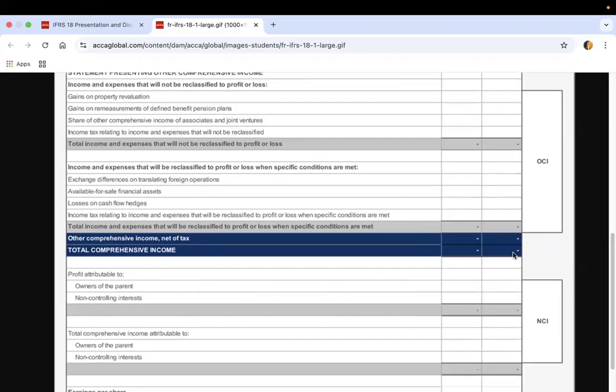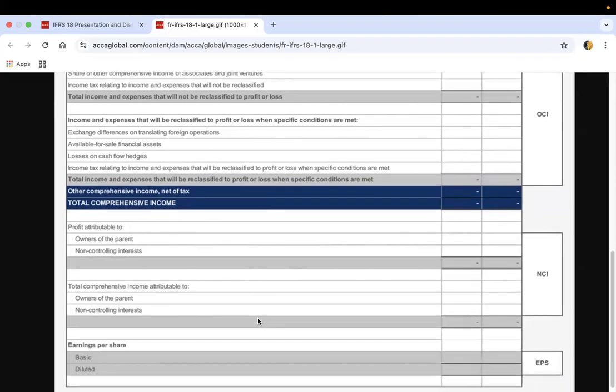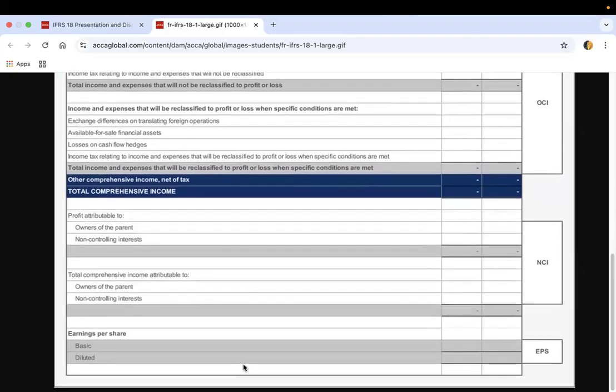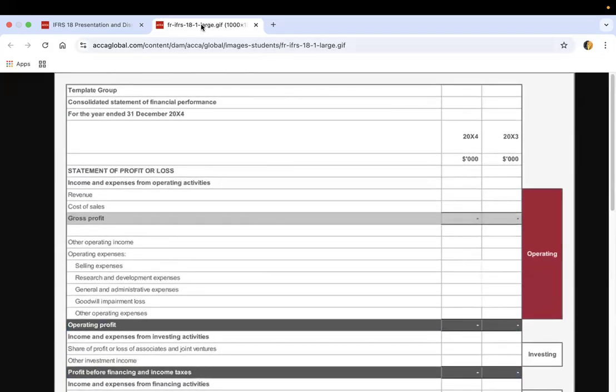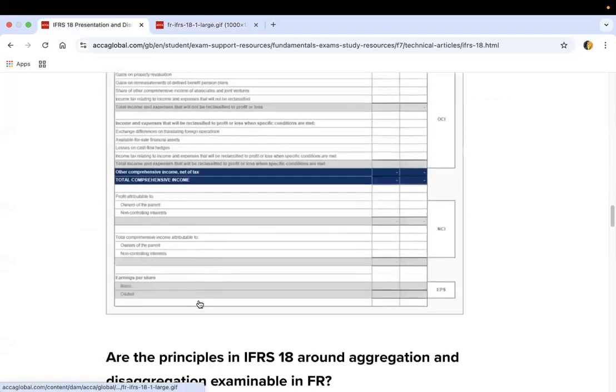Then you get the total comprehensive income. This is just the same as what you have studied in IAS 1. Now, you're going to split the profit between the owners, that is the parent and NCI. And also the total comprehensive income, you're going to split it between the parent and the NCI. Now you're going to take the basic EPS and the diluted EPS. That's it. So this is the major change that happened with the SOPL.